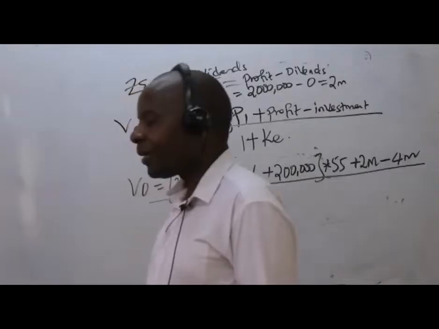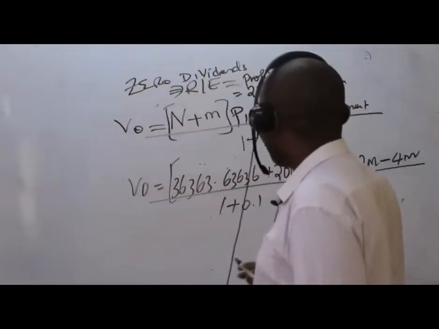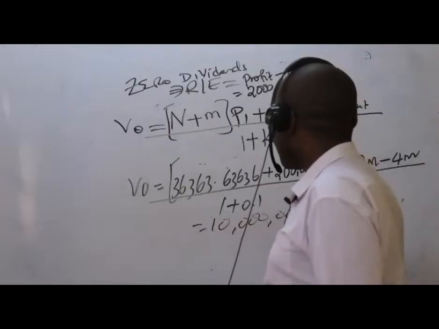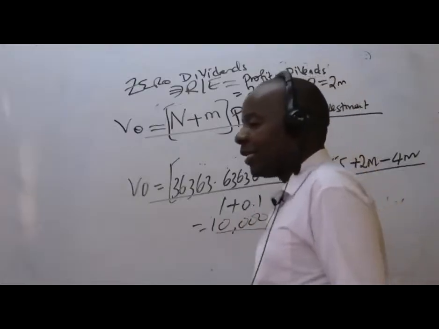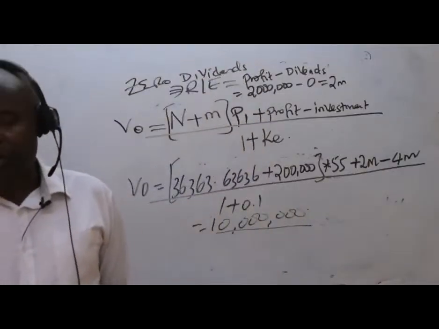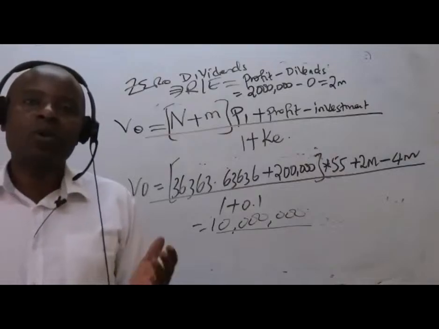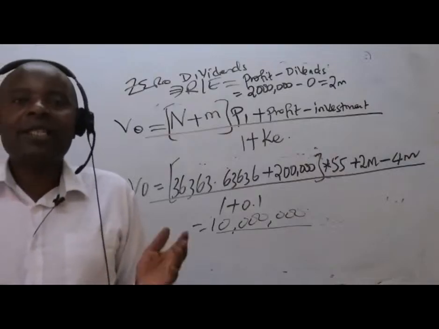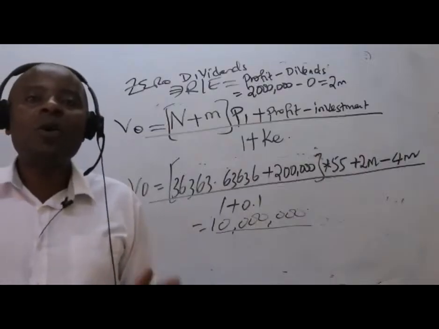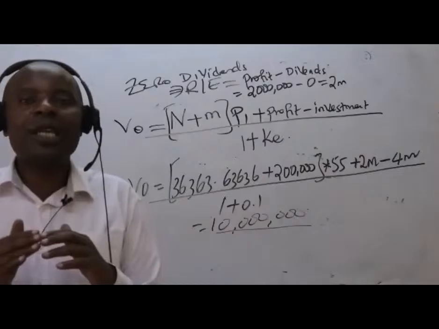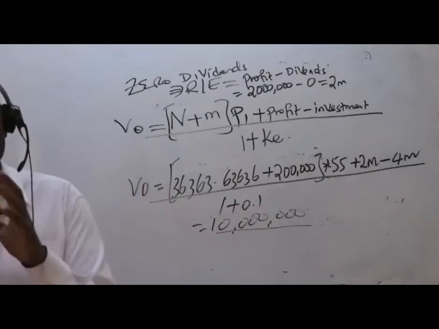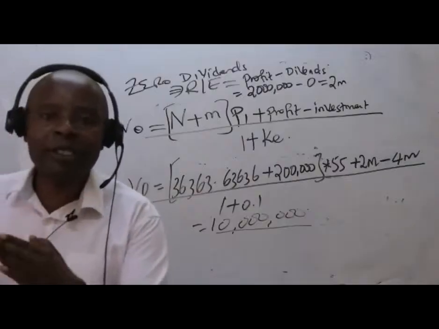So at the end of the day, all of them are getting 10 million Kenya shillings. So, ladies and gentlemen, having gotten that, this is the value of this organization if it decides not to pay dividends. If we say it's zero dividends, then automatically we shall be able to get our firm being valued at 10 million.